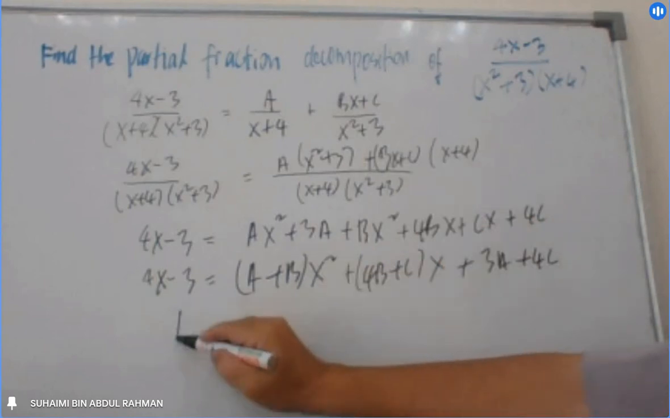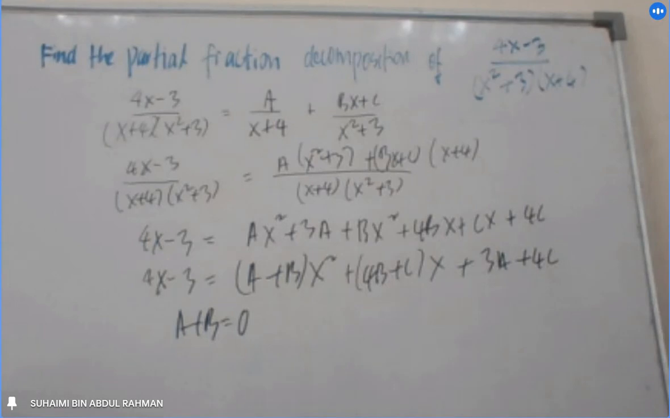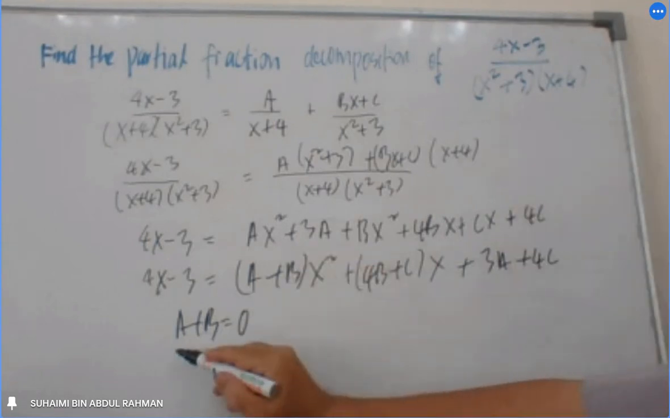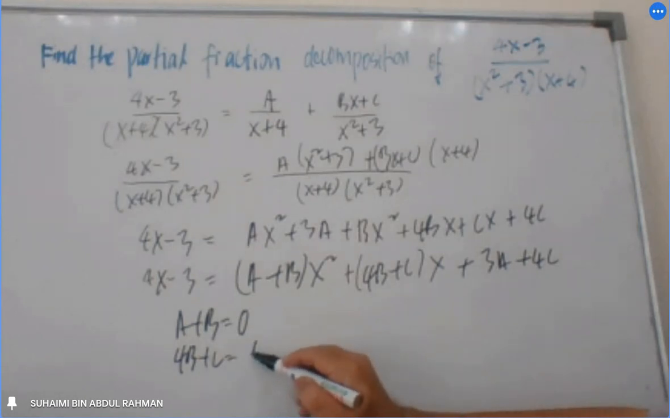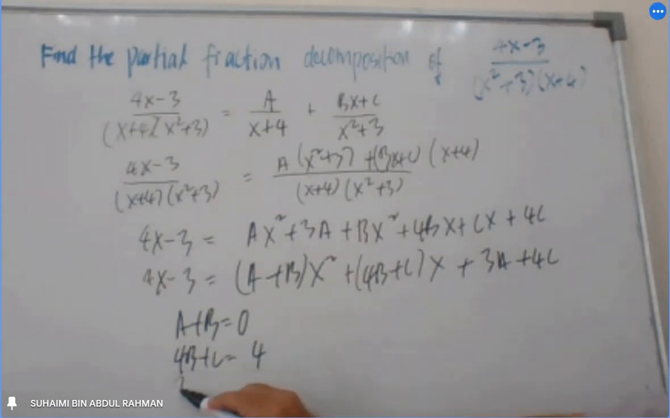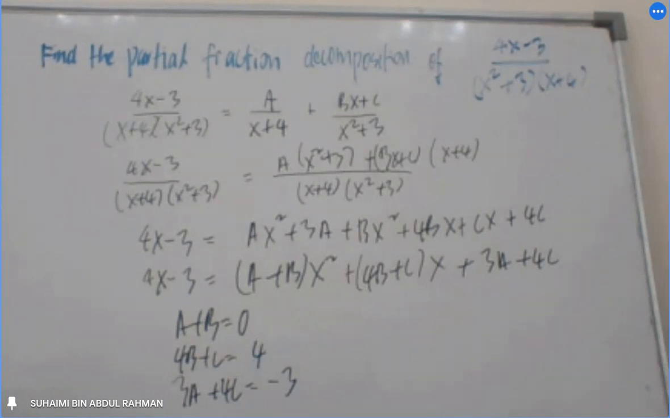Then we compare. A plus B is equal to 0 because we don't have x squared. 4B plus C equal to 1. And 3A plus 4C equal to -3. Solve for A, B, and C.